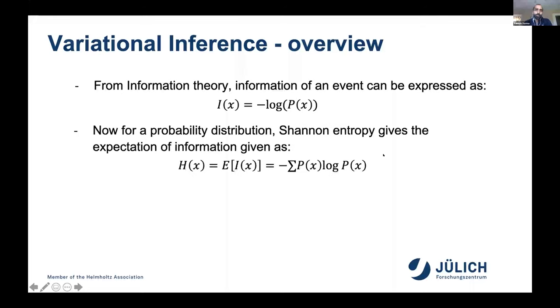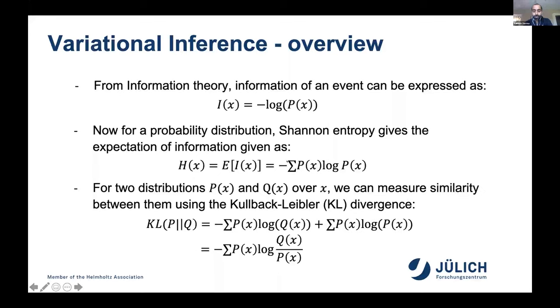Now, if we want to have a mean information, let's say we have a multitude of events, then we would need entropy to find the mean of information. And this is given here. So basically we take the expectation of this information, and then we have this summation which averages out over the entire probability distribution P.